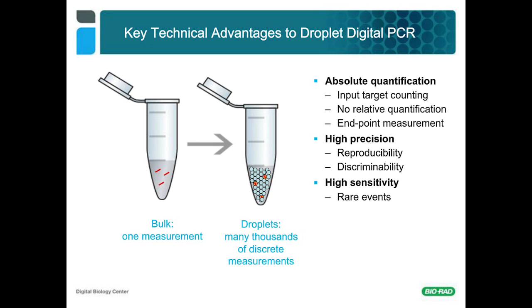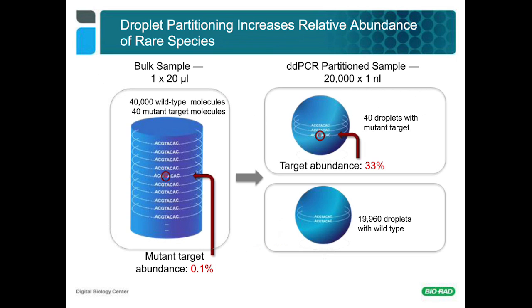Second, a digital readout of 20,000 droplets gives high precision and reproducibility, allowing us the ability to discriminate small differences in nucleic acid content. This high precision leads to high sensitivity, which enables the detection of rare events like cancer mutations or virus in plasma. In effect, through sample partitioning, droplets serve to titrate out the high copy backgrounds, effectively increasing the signal-to-noise ratio of a rare target.